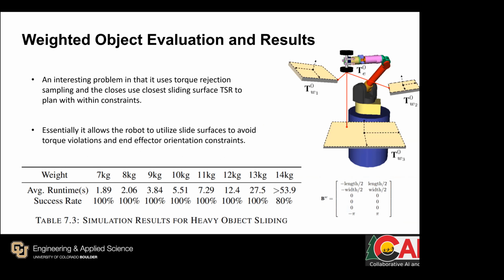The third approach, and this is probably the most interesting, is combining this task space region and projection sampling technique with rejection sampling of torque violations. What this allows the planner to do is carry a heavy weight that might violate robot torques, and then, given how close the end effector is to one of these surfaces, plan for sliding that weight along that surface such that it won't violate torques, but also maintains a certain orientation. So I thought that was a pretty powerful demonstration of this framework.